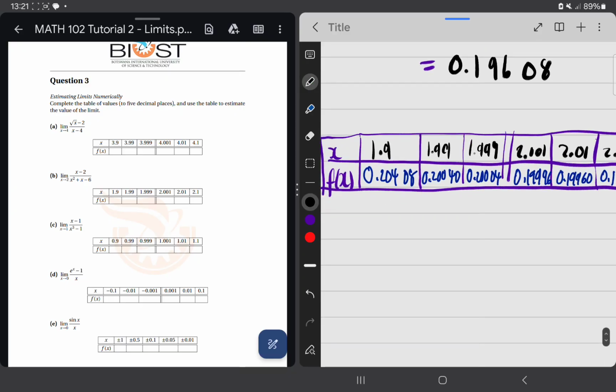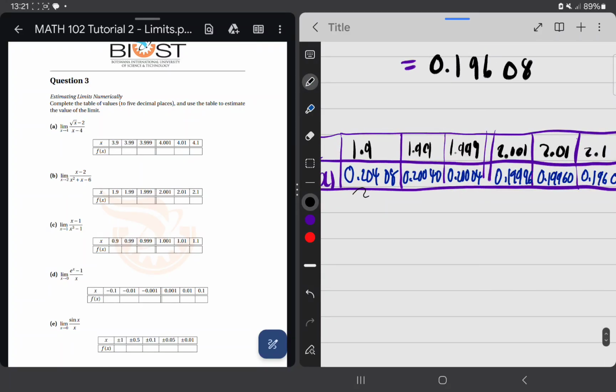And now what we are going to do is to see what I am approaching in the f of x, in the y. Here it's 0.20408. Here it's 0.20040. You see it's getting lower. This is 200, but it's 40. This is 200, but it's now 04. It's going down towards 0.20000. Because if you see, this is 0.19996, just before the 0.2. So right here, at the limit, it's 0.200.